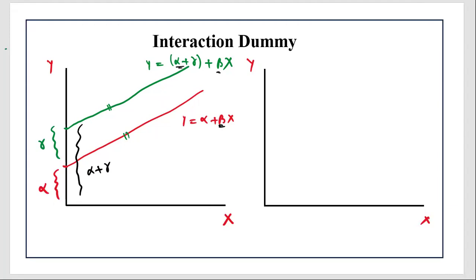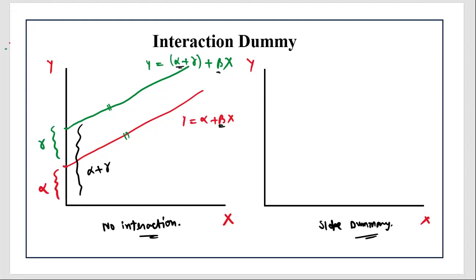So if in your model you don't have any interaction, then only the intercept term will change, but the slope remains the same. Now see what will be the effect of the slope dummy. In case of slope dummy, both the intercept and the slope will change. So let us start drawing that.